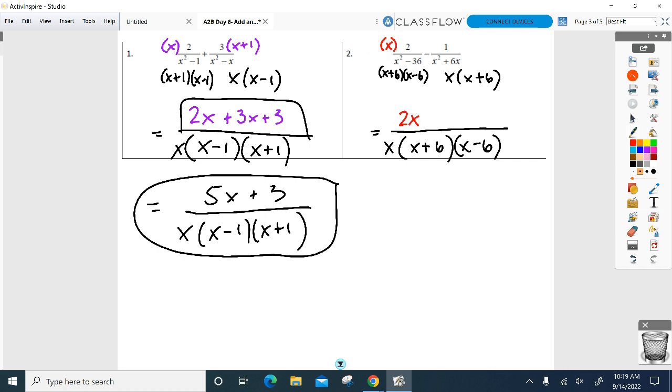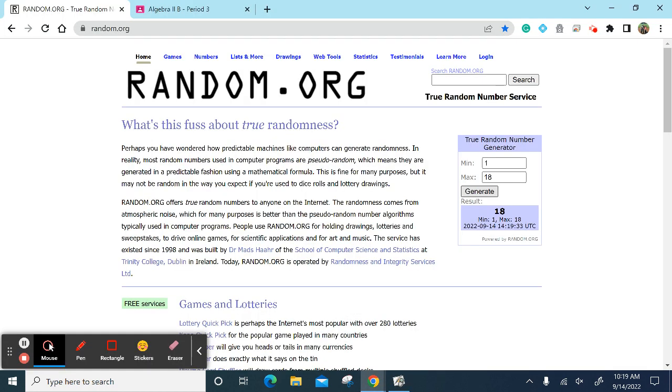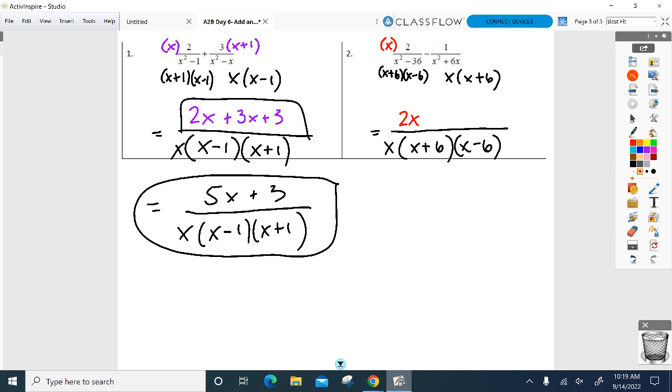Here's where I'm going to get a lot of you, even the studs in here, on this next part. What's this missing? This is not the trick either. What's x plus 6 missing? X minus 6. Yep.